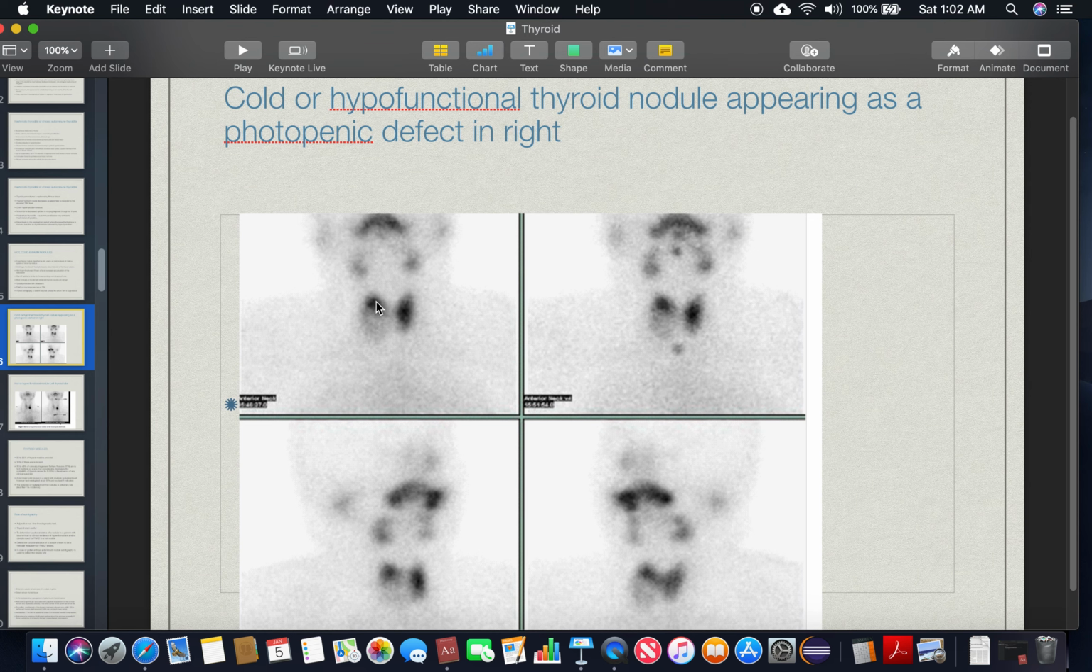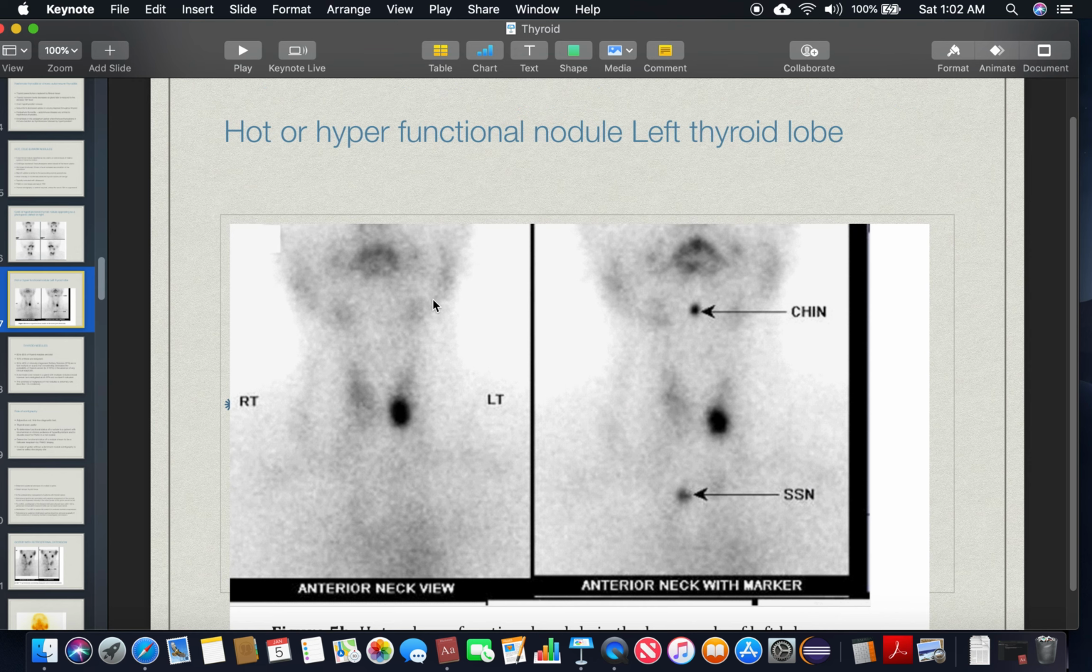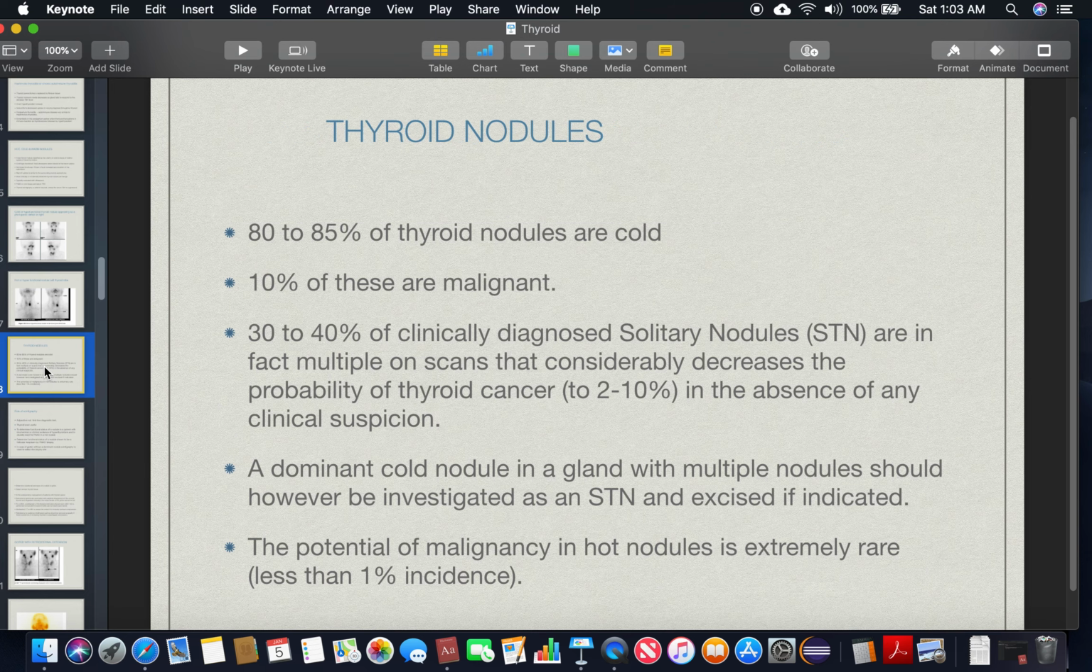Cold nodule. See how there is normal uptake, and then there's this cold area here. Same thing here, here, and here. So, cold nodule. Next slide. Mild uptake in the rest of the gland, and this area is very hot. So, hot nodule. Hot nodules by definition are benign.